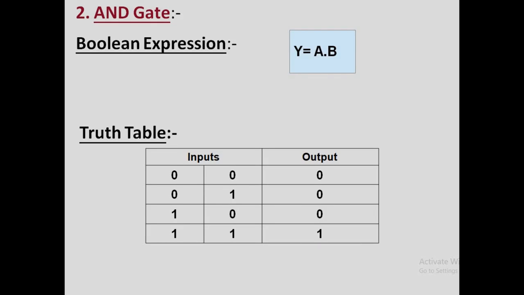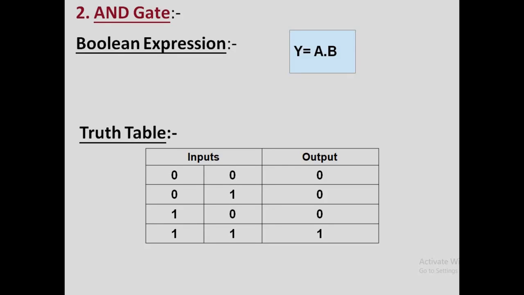Now, the Boolean expression for the AND gate. As we know, the AND gate is a logical multiplication. So the equation between input and output is Y is equal to A dot B. That dot between A and B indicates multiplication.